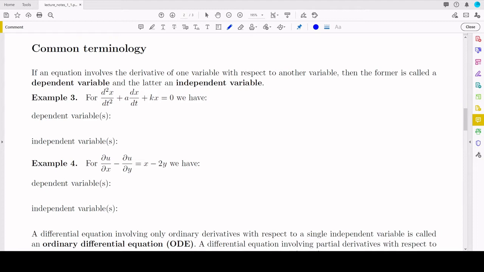If an equation involves the derivative of one variable with respect to another variable, then the former is called a dependent variable and the latter an independent variable. So if we think of a derivative dy dx, then the top part, the y, is called the dependent variable, and the bottom variable is called the independent variable.